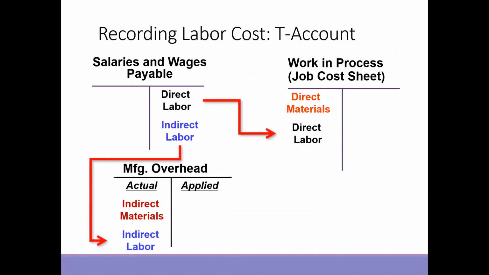Now we've got labor. Salary and wages payable. The direct labor specifically linked to this job goes into work in process. Any indirect labor goes right into manufacturing overhead.